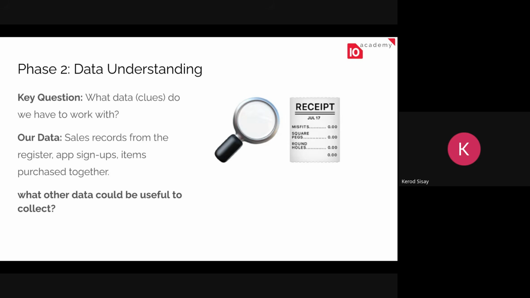In our data, we have sales records from the register, app signups, and items purchased together. There might be more data that we can collect. So we will collect this data and understand it. We know what our data is. Then we'll pass to our next step.